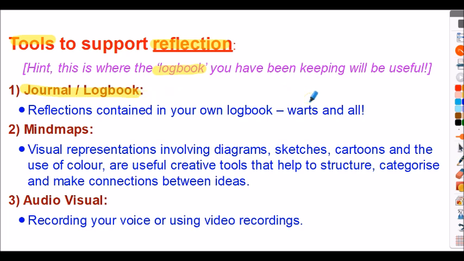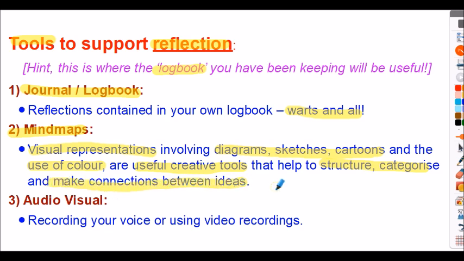So, put in warts and all, of course, in the logbook. All the good and the bad points go into the logbook, because they're all to be reflected on. Mind maps, of course, are very useful. I know some of you use mind maps, very nice visual representations with diagrams and sketches and cartoons and use of colour. They're creative tools that help you structure, categorise and make connections between your ideas when you're reflecting.